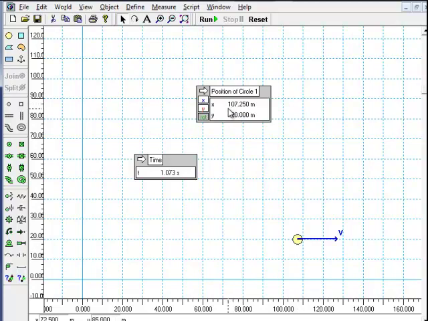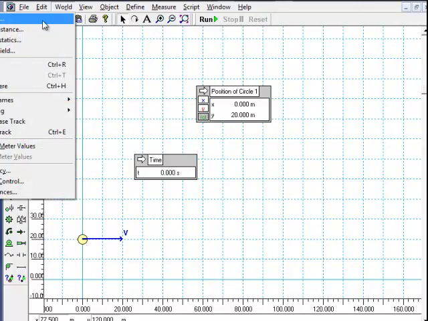I did post the actual distance it covered, 107.250 meters, and we can see that therefore it covered 100 meters per second. Okay, so let's start over.